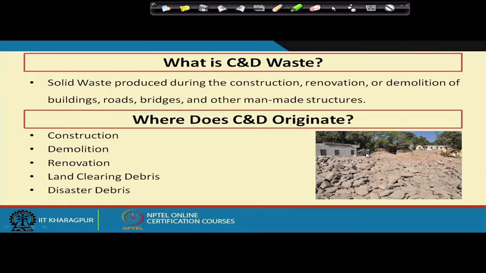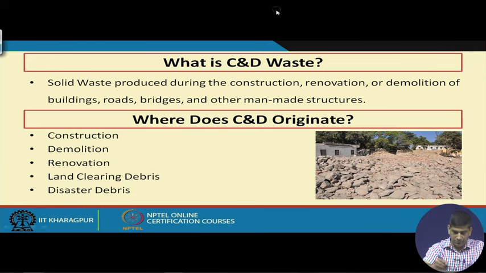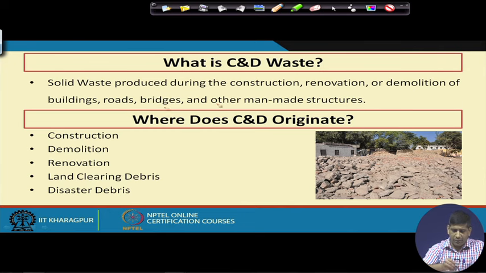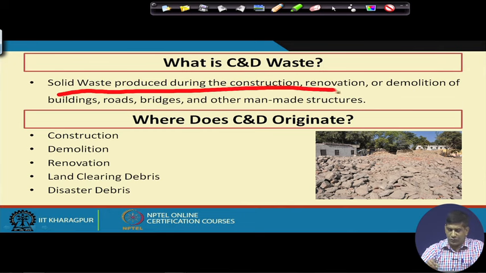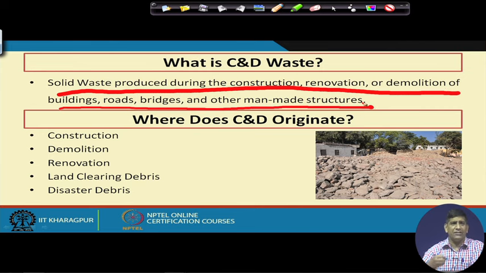So let's get started. C&D waste is solid waste produced during construction, renovation or demolition of buildings. It could be buildings, roads, bridges or any man-made structure. So any waste produced during construction, renovation and demolition of buildings, roads, bridges and other man-made structures. Any structure that we make produces some waste during construction. During renovation, if you're renovating a building, you will produce some waste.